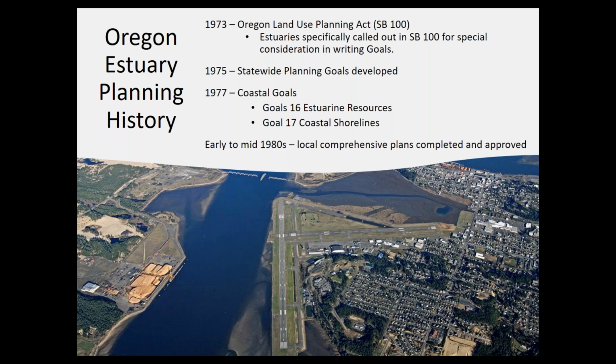In the 1980s, the local comprehensive plan was completed and approved. This means that Coos County started that through a task force with the city of Coos Bay and the city of North Bend, who also have jurisdiction over portions of the Coos Bay Estuary Management Plan in their areas, along with several other agencies. It started in the late 70s, and it wasn't acknowledged by the Land Conservation and Development Commission until 1984, and it went into effect in 1986.